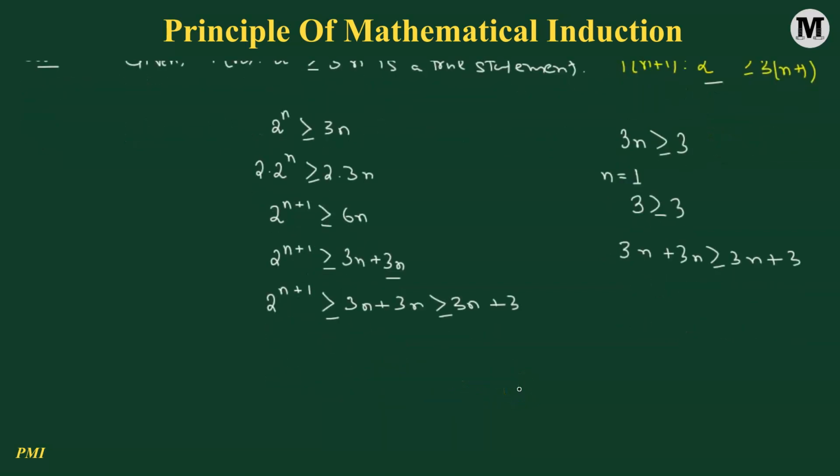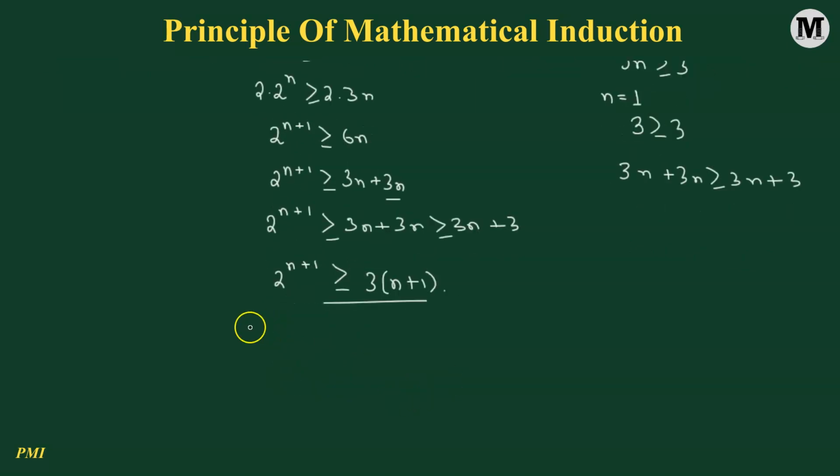And finally, what we can say here is that 2^(n+1) is also greater than or equal to 3 times n + 3, or in simple words, 3 multiplied by (n+1). So we have successfully shown that the statement P(n+1) is true, provided P(n) is already true.